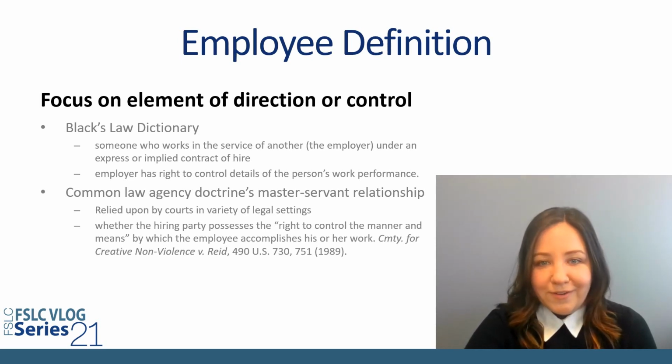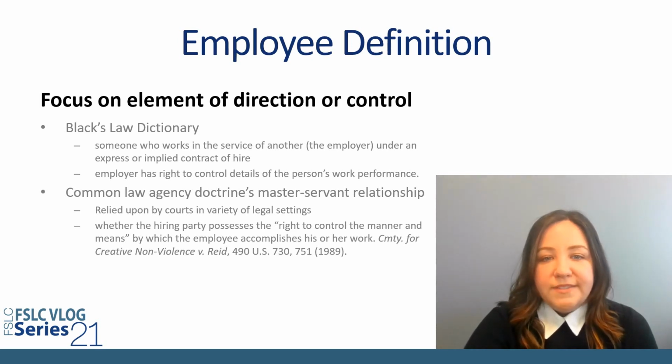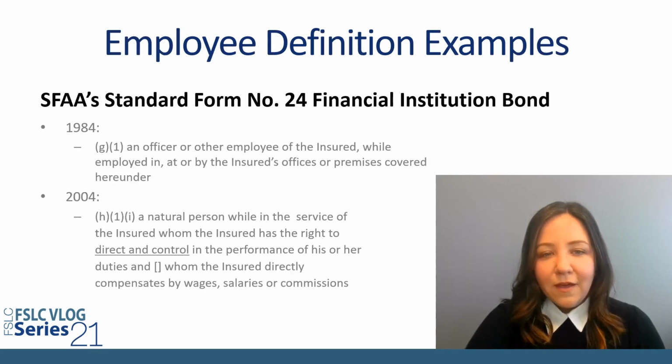The source of this control language is likely based in the common law agency doctrine's master-servant relationship, which has been relied upon by courts in a variety of settings in the absence of specific statutory or contractual language. The primary element used to determine whether an individual is an employee under the general common law of agency is whether the hiring party possesses the right to control the manner and means by which the employee accomplishes his or her work. In the context of financial institution bonds and commercial crime policies, determining the appropriate employee definition always begins with the policy language itself.